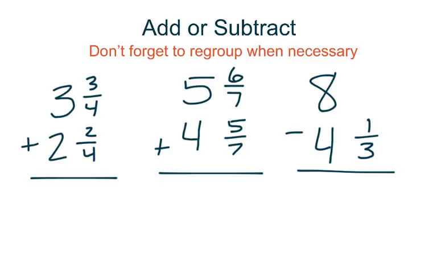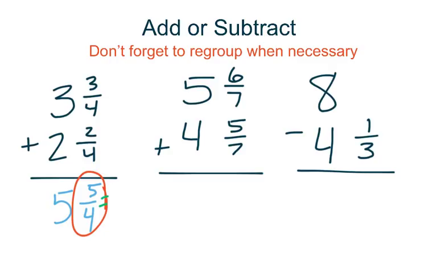So when we add 3/4 plus 2/4, I end up with 5/4, and then I'm going to add my whole numbers and I end up with 5. Now the problem with this is that my 5/4 is a fraction greater than 1, and I can't have an answer with a fraction greater than 1. So I need to do a little bit of work with this problem.